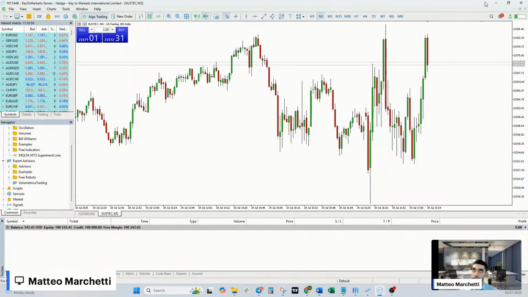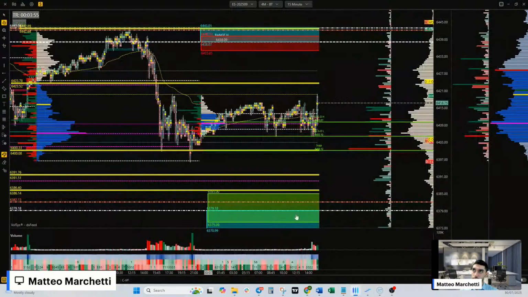This is really nice because you may not even need to look at the MT4, because you can just trade and move your stop loss, take profit, break even, and so on, all from here.